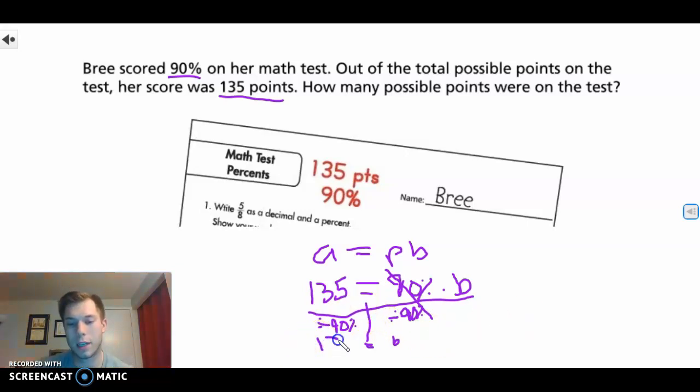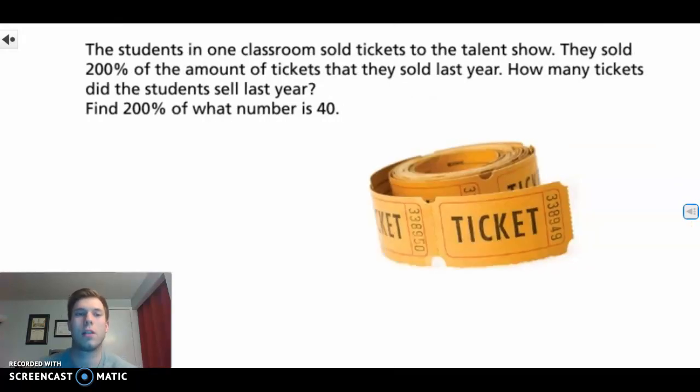So notice our answer is actually bigger than the 135 points, which should make sense because 135 is 90% of 150. So the total number of points was 150 points. All right, let's keep on going, guys.